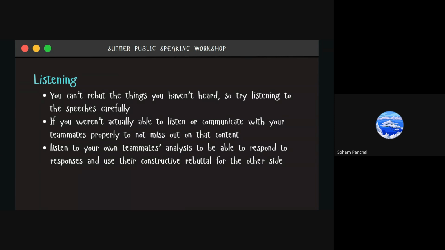Is it clear, or is it still not? Okay. If you still have some doubts, you could ask at the end. Okay. We could discuss more on this. Yeah, Ananya. So, what is the difference between refute and rebuttal?